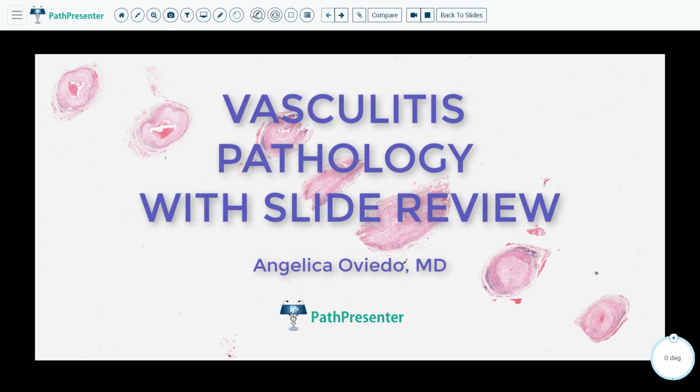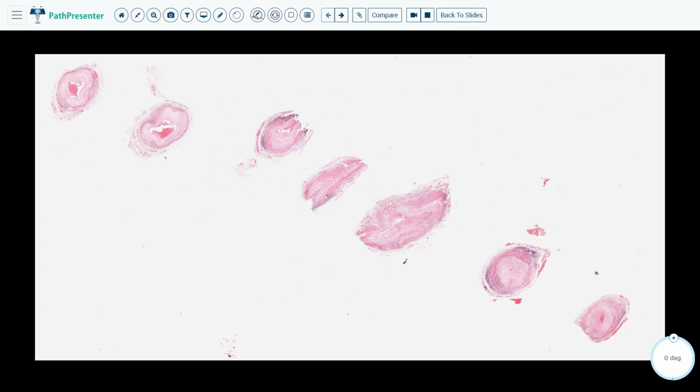Today we are going to review a few patient scenarios with vasculitis. The first case is giant cell temporal arteritis. At this power, you can see multiple cross sections of an artery. I want to take a closer look at this one right here.